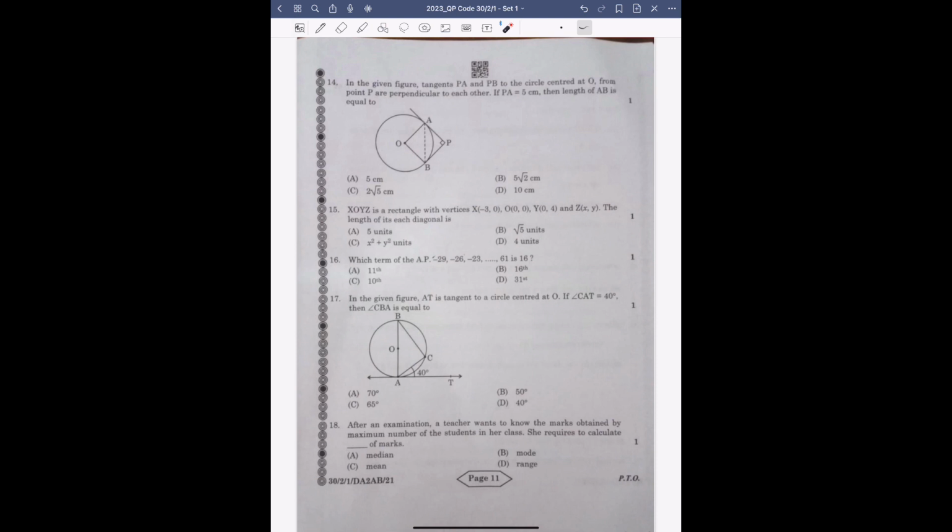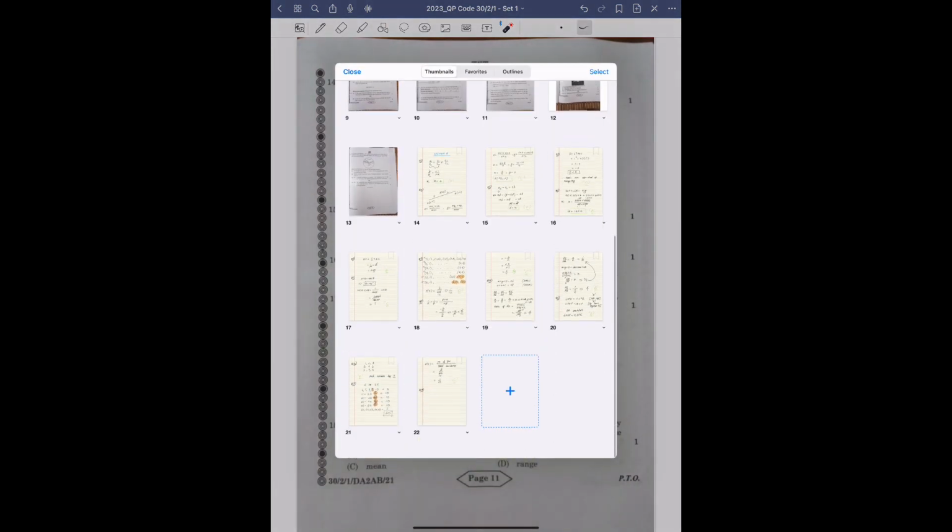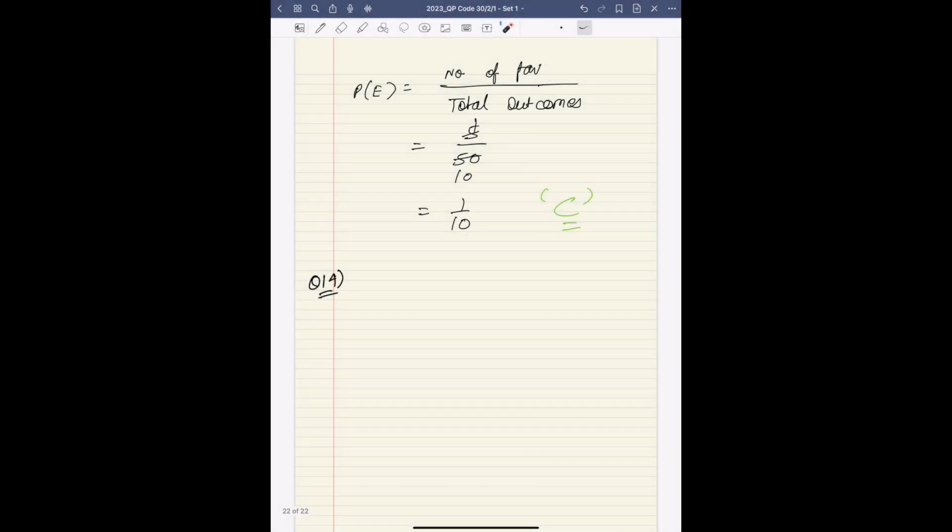In the given figure, tangents PA and PB to the circle centered at O. As soon as you see this, you should know that PA will be equal to PB. There are only two theorems in class 10th on this: one is this, and the other is that the radius and tangent make 90 degrees. Now they have given that the tangents are also perpendicular to each other. If PA is 5, then the length of AB is, very easy question. If PA is 5, PB will also be 5, correct? And because it's a right angle triangle, you can draw this much of the triangle and you are done.